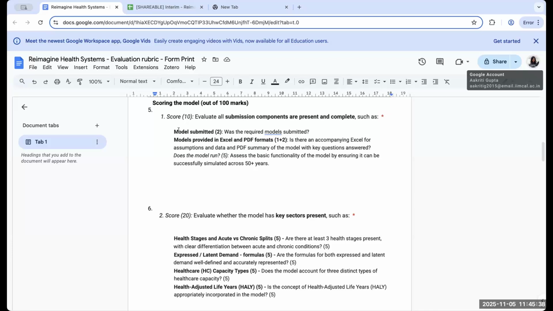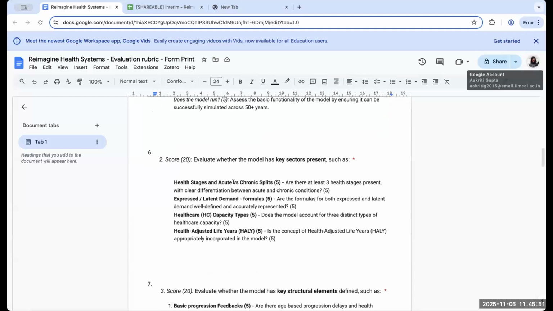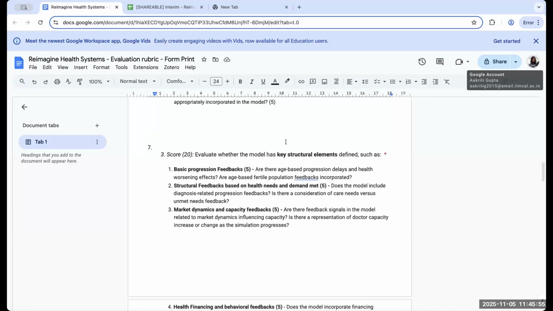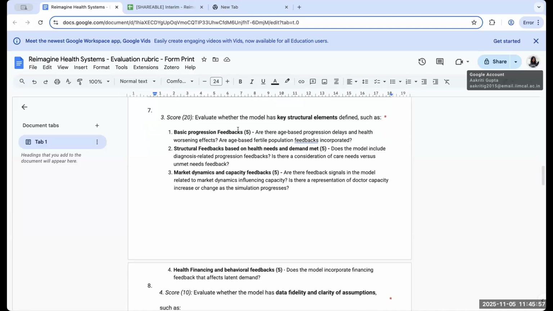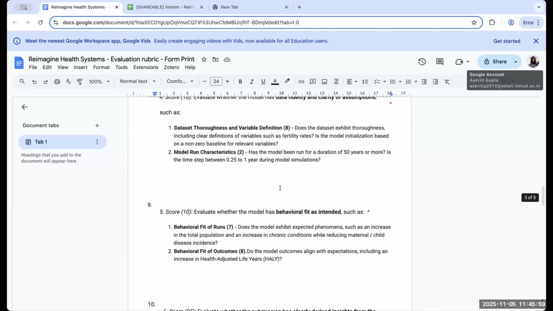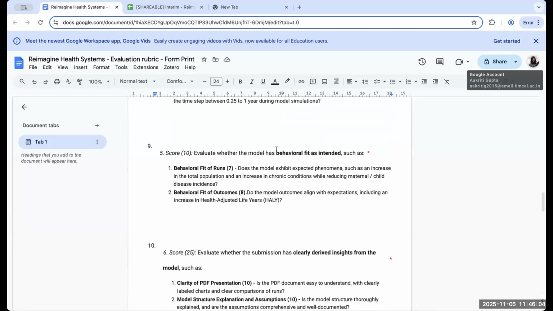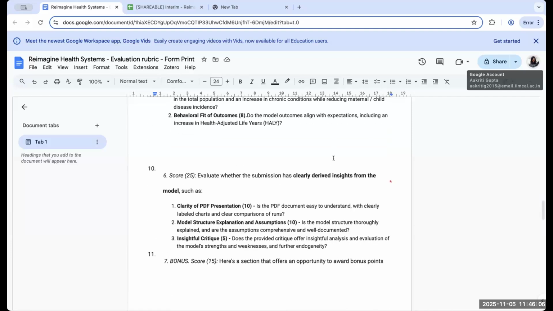And so these evaluations were not feeding into people's actual grades, but this was actually feeding into your grade of how well you've done the review. So I will showcase that, but very quickly, the rubric talked about key sectors, key structural elements, whether you have the basic feedbacks or not, whether the model has data fidelity, whether there is behavioral fit or not, whether there are clearly derived insights.